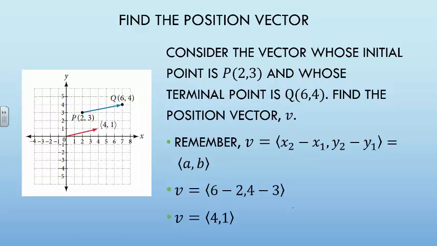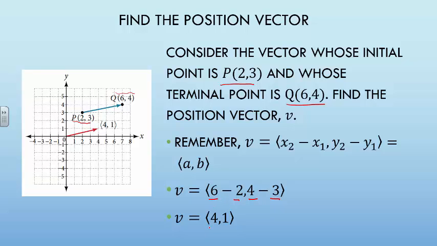Working with an example now, consider the vector whose initial point is P(2, 3) and whose terminal point is Q(6, 4). So looking at this PQ notation that I mentioned earlier. Over on our graph, we notice here we have our initial point P at (2, 3), our terminal point Q at (6, 4). And what we're trying to figure out is how to get to this red vector, the position vector. So we take our second x-coordinate 6, subtract the first, which is 2, the second y 4, and the first y, which is 3.